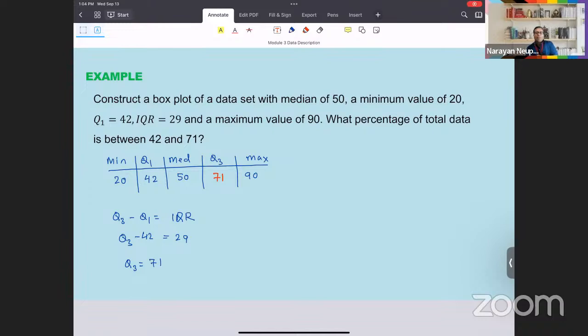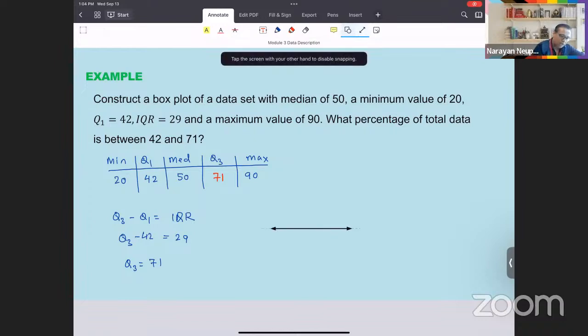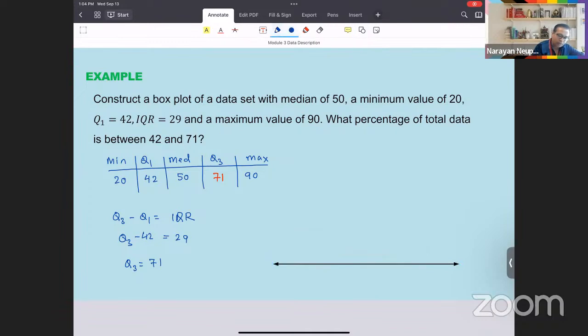Okay, once we have all this, we can now draw the box plot. So let's draw it. First, we start with that line, the beautiful line to show all the data values. And here the data goes from 20 up to 90. You can do that, or you can start with 20, 20, 30, 40. I'll just start with 20 if you don't mind. 20, 30, 40, 50, 60, 70, 80, 90. Okay, there we go.